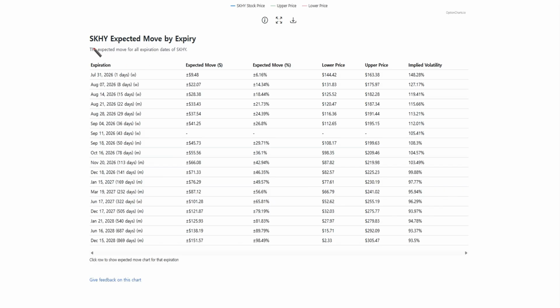Next, we check the implied volatility. Implied volatility reflects the expectations of market participants. It indicates how much and how quickly the stock price is expected to move in the future. Since this is a core function of options, you must be familiar with it.